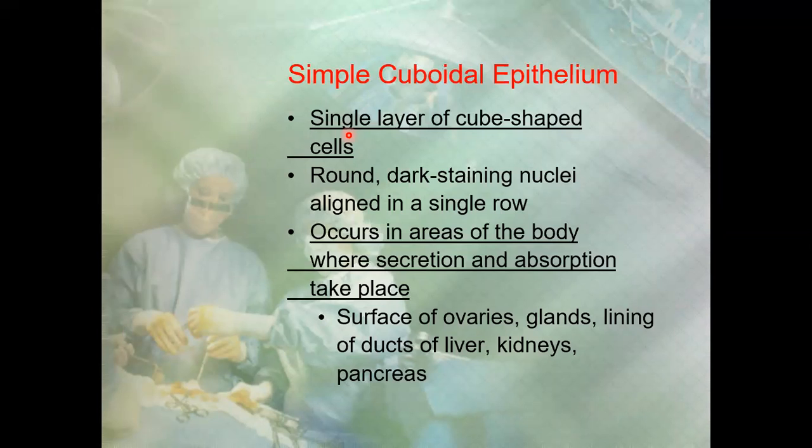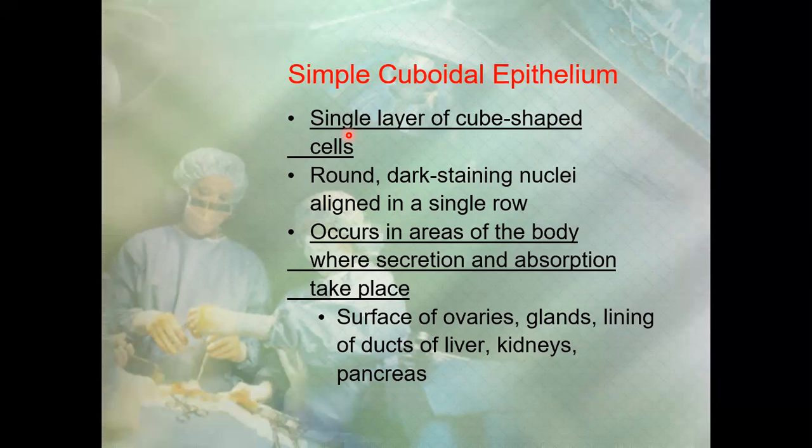All right, the second simple configuration is cuboidal or cube shape. This is where we have secretion and absorption. To secrete means I'm putting product out. To absorb means I'm putting product in. So areas that are producing hormones, for example, the ovaries, the liver, the kidneys, the pancreas, all of these organs, now I know you know the kidneys are mainly toxic waste cleanup, but the kidneys do also produce hormones, specifically a hormone called erythropoietin, which helps your body to stimulate the production of red blood cells.